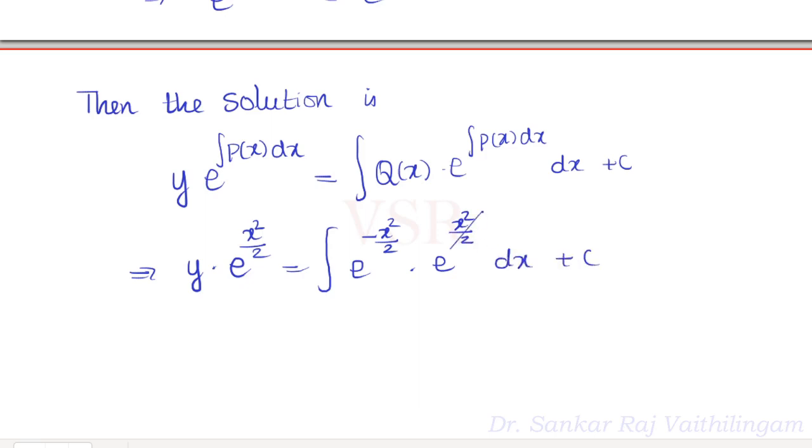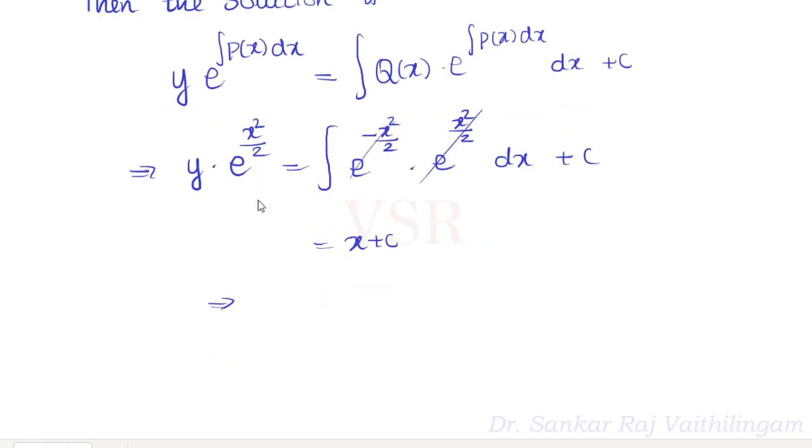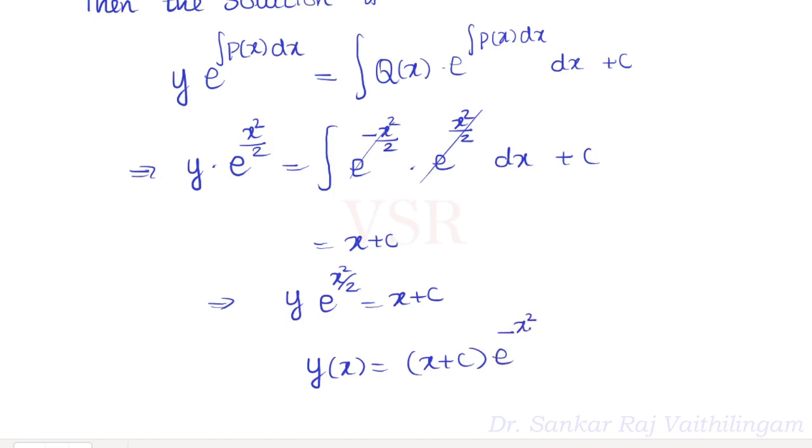அப்போ இது ரெண்டும் cancel ஆயிரும். So we'll have this is equal to x plus c. So this implies that y into e to the power x square by 2 which is equal to x plus c is a solution. இது என்ன கொஞ்சம் அழகா எழுதணும்னா we'll write this is y of x which is equal to x plus c times e to the power minus x square by 2. So this is the solution.